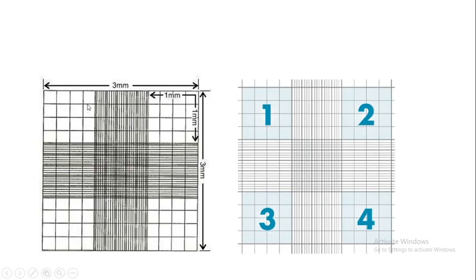Each counting grid is 3 mm wide and 3 mm long, so a 9 mm squared area. It is further divided into 9 squares of 1 mm squared area. This is 1 mm and this is 1 mm. Of these 9 squares, the 4 corner squares are known as white blood cell counting areas. These 4 squares are further divided into 16 small squares.